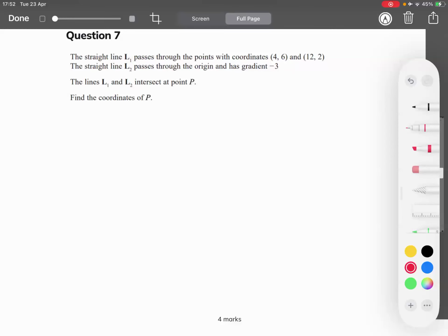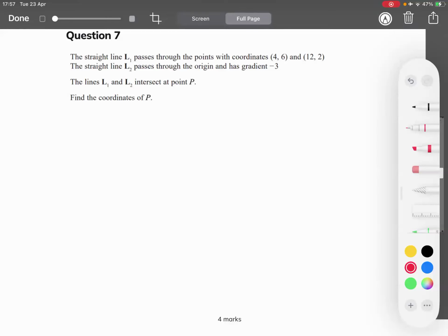They're getting harder and harder now. This question says the straight line L1 passes through those points, so we can try and get the equation of that line L1. L1 is just line 1, right? Line 1, yeah. And then we can get the equation of line 2. Okay, that's the first part of the question, and I'll see if you can work it out. Check if you got it right as well.